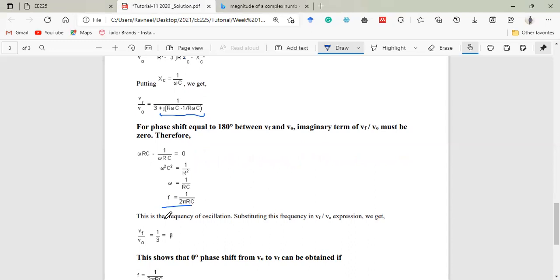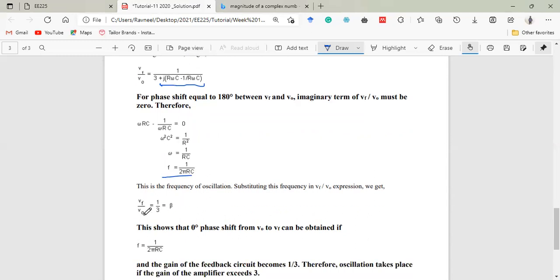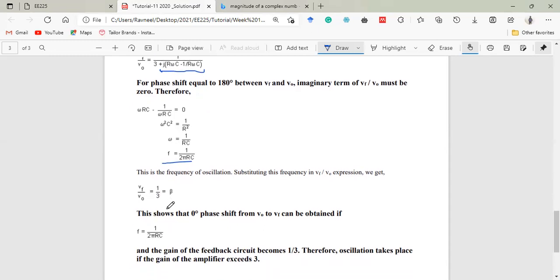Next is to prove the gain of the amplifier has to be greater than 3. So this is the frequency of the oscillation. Substituting this particular frequency into the Vf upon V out expression, remember we have equated the imaginary part to 0. If we take this frequency and substitute it in this particular term, the imaginary part will change into 0, isn't it? So in that particular case, Vf upon V out becomes equivalent to 1 upon 3, which is equivalent to beta.